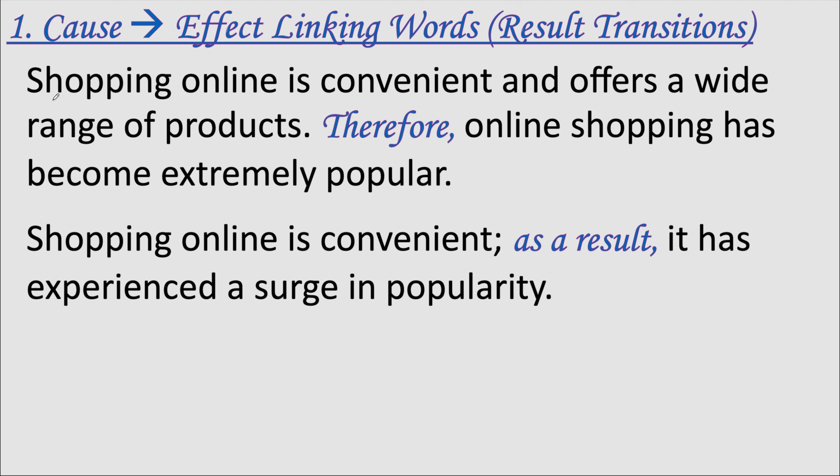Here are some examples. First, we have said that online shopping is convenient, then used a result transition to say that because of this, it is popular. These transitions can come at the start of a sentence or after a semicolon. We always place a comma after them.